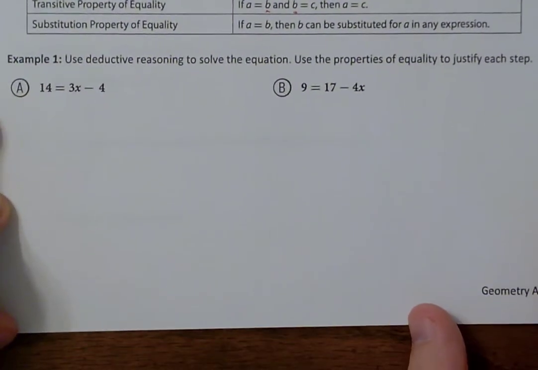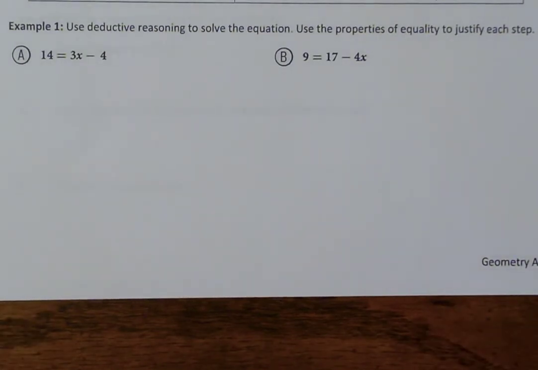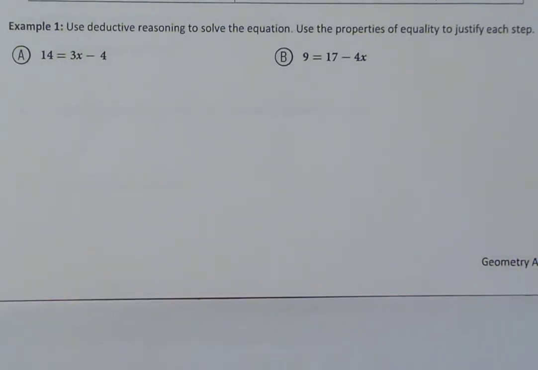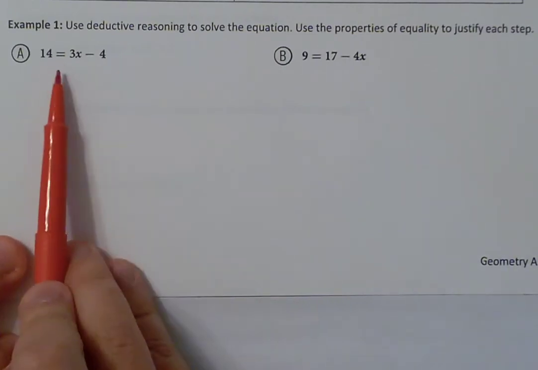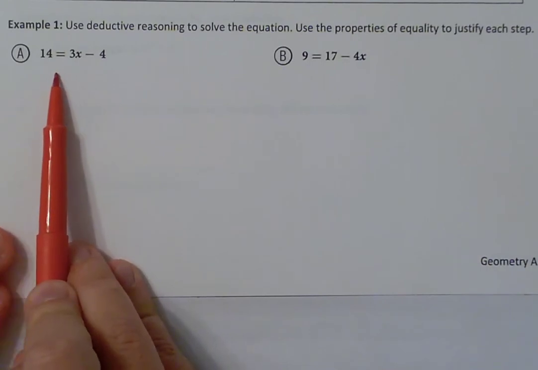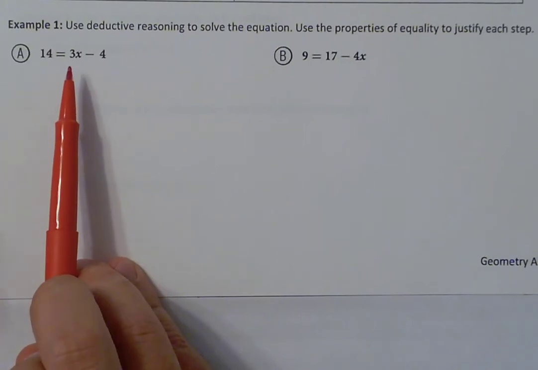All right, example 1 is going to have us use deductive reasoning to solve the equation, and we're going to use properties of equality to go through and justify each step. So example 1a is 14 equals 3x minus 4. What we need to do is go through and solve this equation like you're used to doing in algebra and pre-algebra. The only thing is we just have to provide a justification for each step.